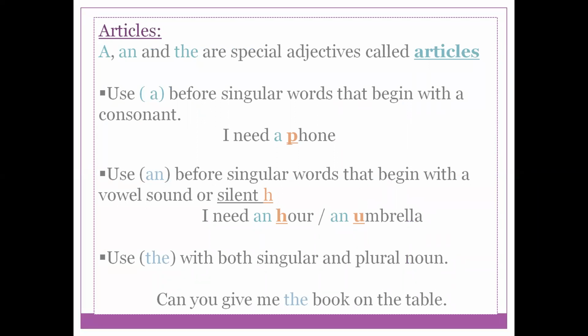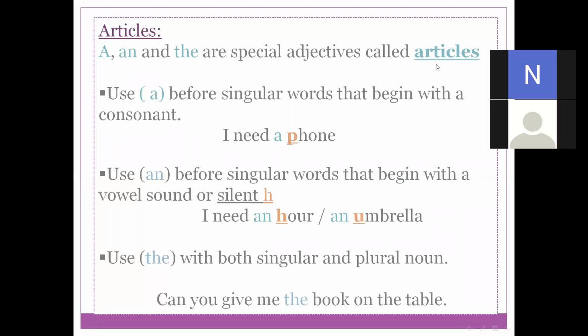Now we will study a different type of adjectives. We call them articles: a and the. A and the are special adjectives called articles. So again, a and the are adjectives, but we call those adjectives articles. Okay, repeat with me. A and the. A and the are what? Are articles.